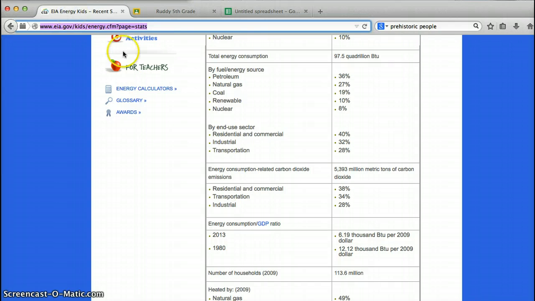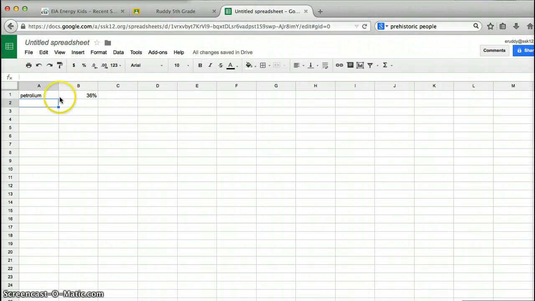I'm going to look back and I'm going to say the next one after petroleum is natural gas. Natural gas, 27%. I'm going to go click on A, natural gas.